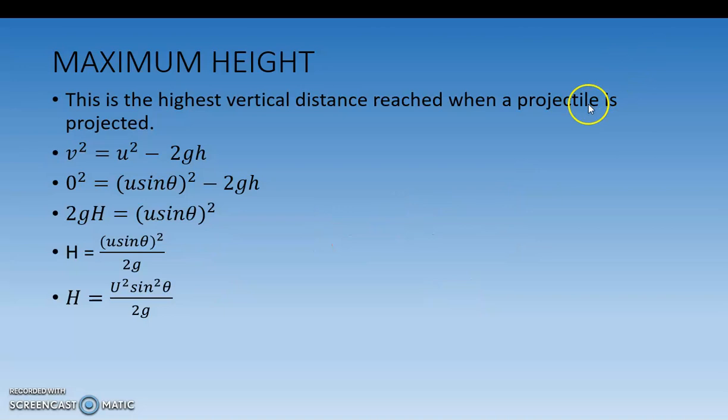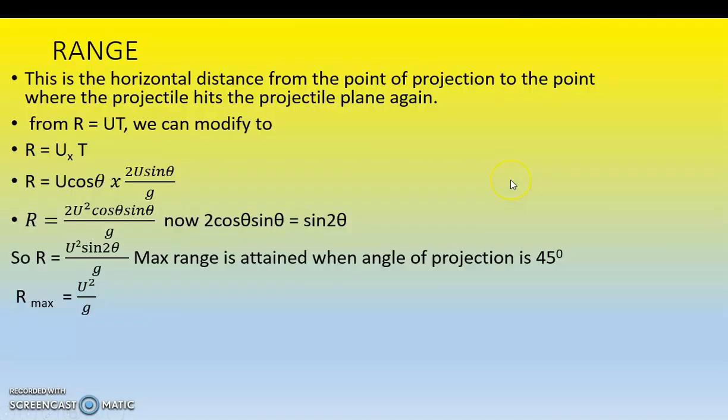Okay, now that you have learned that, let's see range. This is the horizontal distance from the point of projection to the point where the projectile hits the projected plane again. And range is the horizontal component of velocity times the total time of flight. So if I plug in those values in the equation, eventually we'll get R is equal to u squared sin 2 theta all over g.